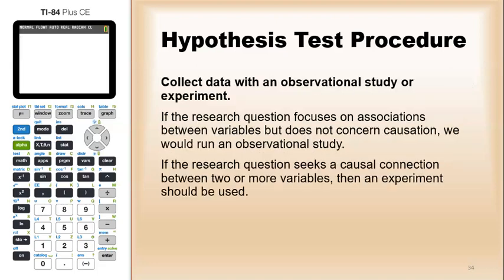From there, we would collect the data with an observational study or an experiment. If the research question focuses on associations between variables, but you're not really concerned about causation, then you could run an observational study. If you're interested in seeking a causal connection between two or more variables, then an experiment should be used.